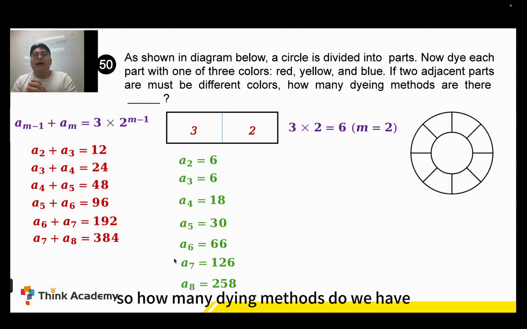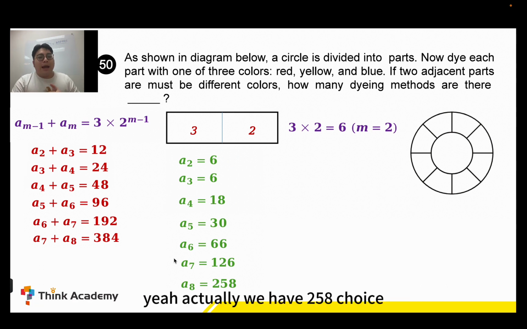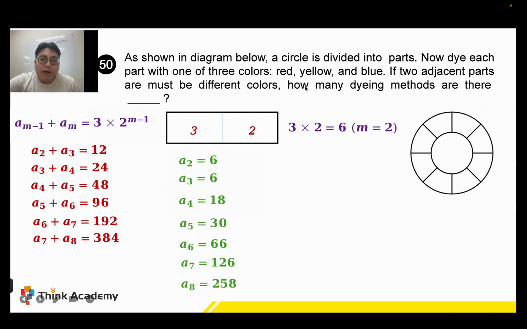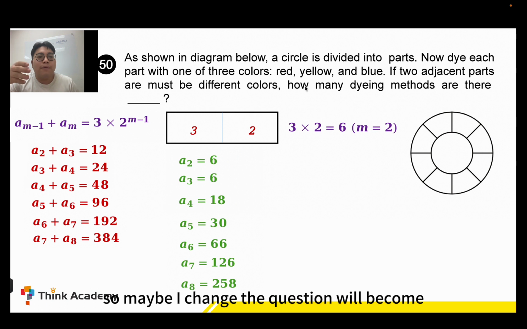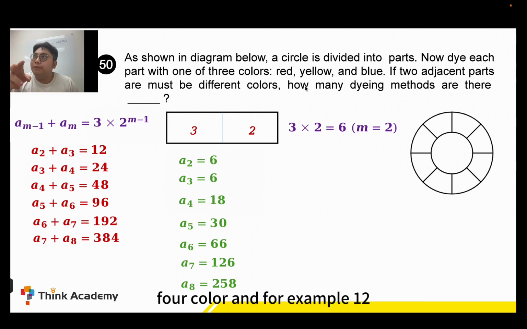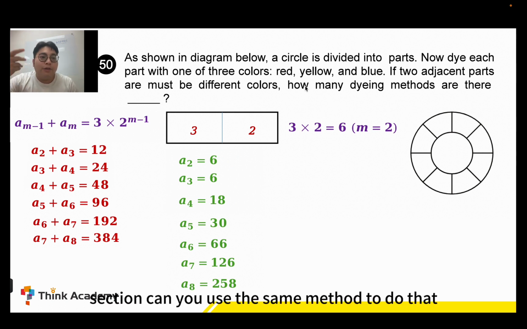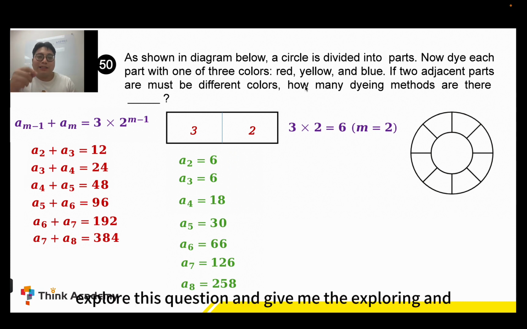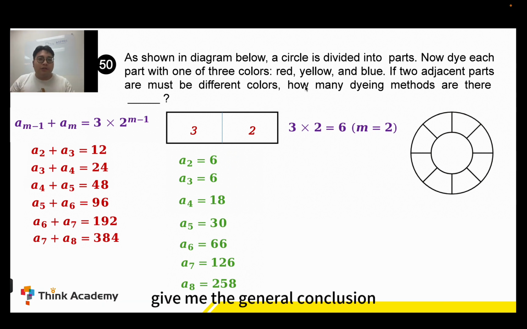So how many dyeing methods do we have? Actually, we have 258 choices. But here we only have 3 colors and 8 sections. Maybe I change the question to 4 colors and, for example, 12 sections. Can you use the same method? Yes, the method is the same, and maybe you can reach a conclusion for the general term. I hope you can explore this question and give me the general conclusion.